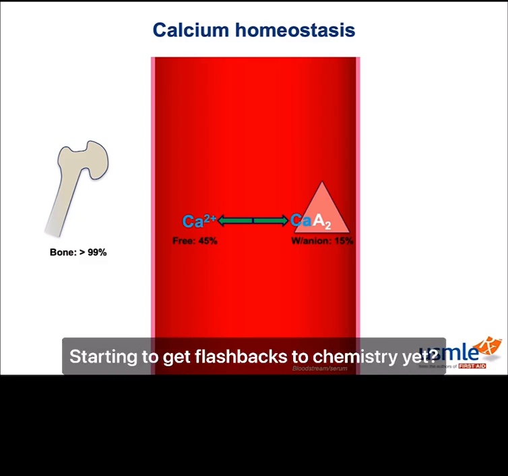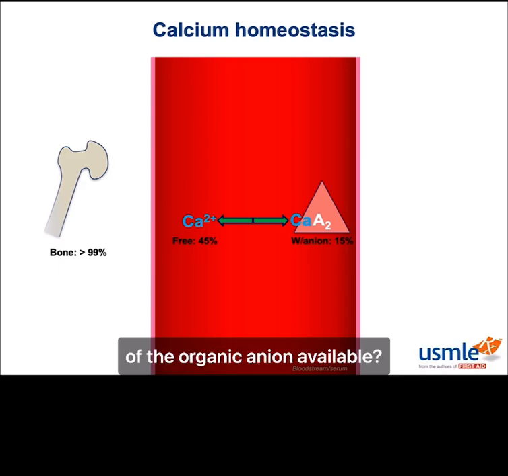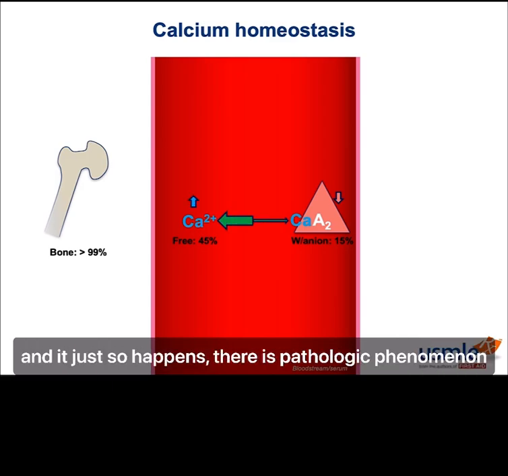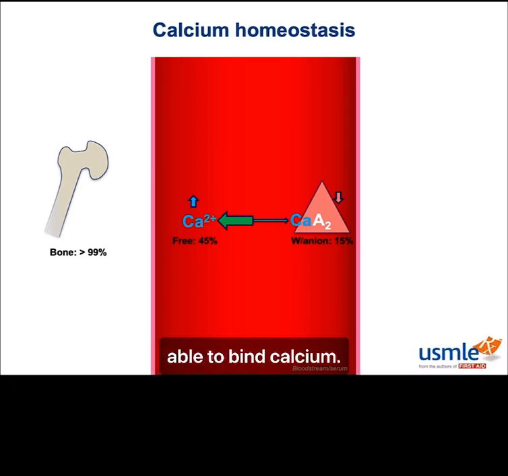Starting to get flashbacks to chemistry yet? What would happen if, say, there was suddenly less of the organic anion available? With less anion to bind calcium, there will be more free calcium released. And it just so happens there is a pathologic phenomenon that can decrease the amount of organic anion able to bind calcium. It's called more acid.